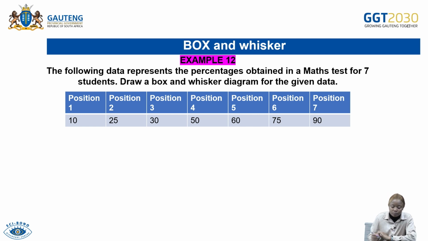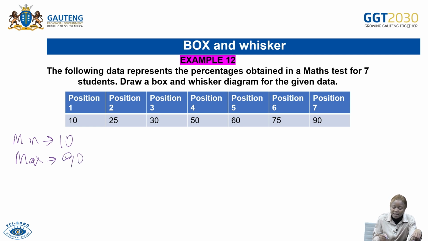Okay, so for my 5-number summary, I'll have my minimum value. We said the minimum value is the lowest value of the data. In that case, it is going to be 10. Okay, and then I have my maximum value. My maximum value is given as 90. It's the highest value in that data set. You can see that it's 90.